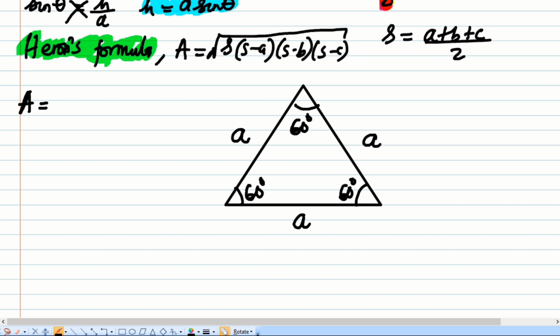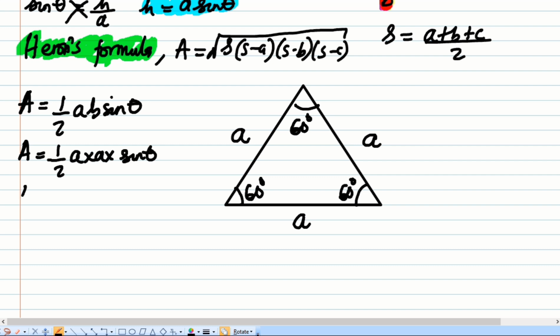Nothing has changed, right? We can still use half AB sine theta because we don't know the height, so we can use this formula. But notice what's going to happen now. A is equal to B, so this becomes A times A times sine theta, which is half A squared sine theta. Now theta is not imaginary, we really know what theta is. Theta is 60 degrees.